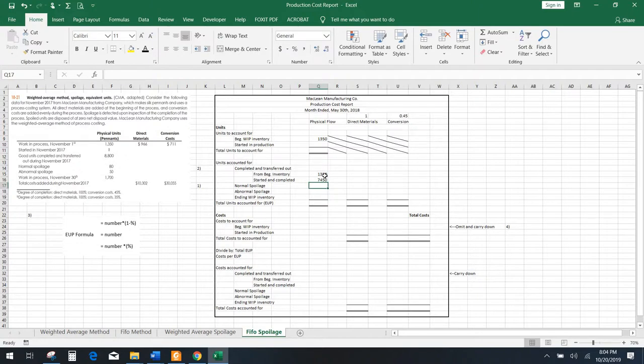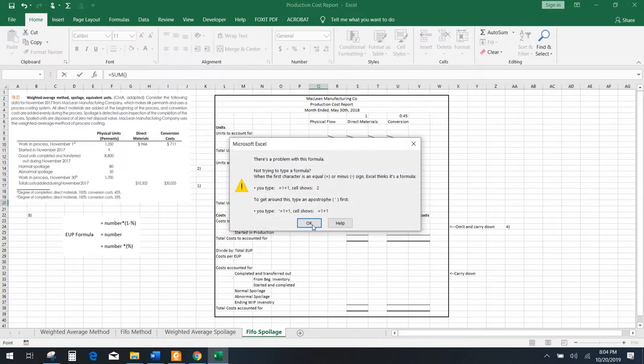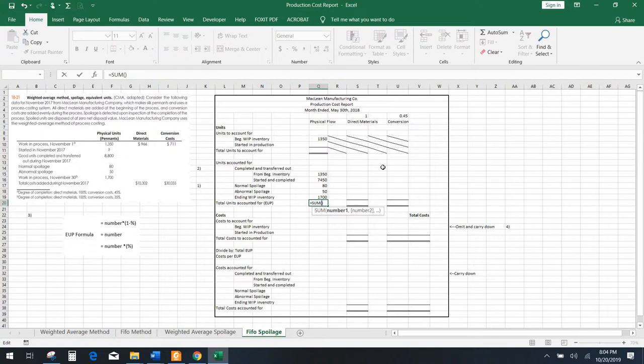Okay, then they give us normal spoilage 80. They give us abnormal spoilage 50. Ending work in process 1700. Okay, these add up to 10,630. So that has to be 10,630. So this equals this minus this. Okay, so that's the first part.